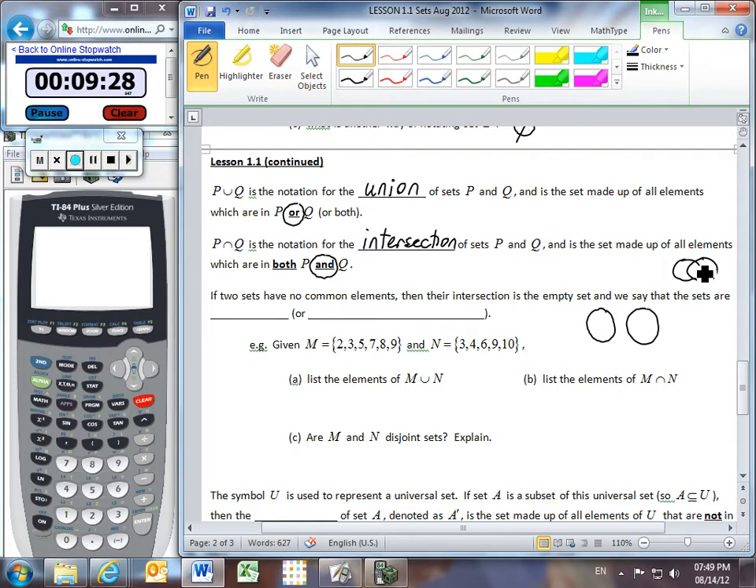In this situation, that shaded part is the intersection, isn't it? All the numbers that belong to this one and at the same time this one. Here we've got no numbers that belong to both, so there is no intersection. The intersection is empty. And we would say in this situation that the sets are disjoint.